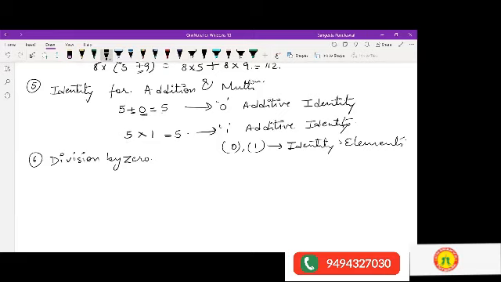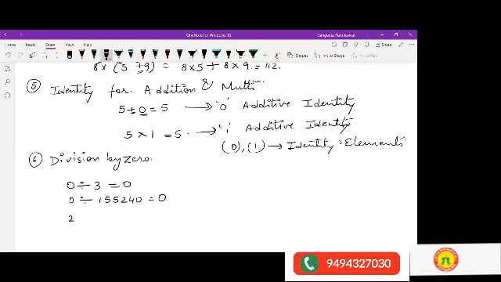So division by 0. If I have 0 divided by 3, my answer will be 0 only, no? 0 divided by 1,55,240, so big a number, but still my answer will be 0. With whatever number I divide, my answer will come out to be 0 only.